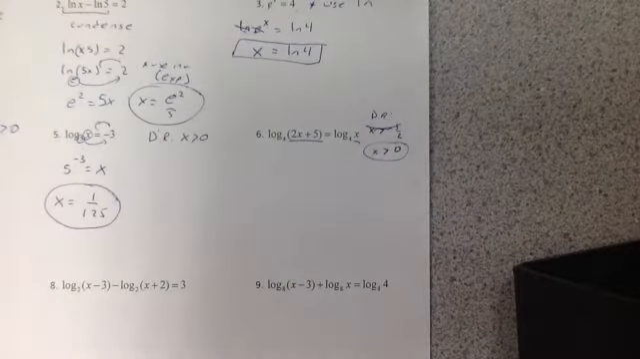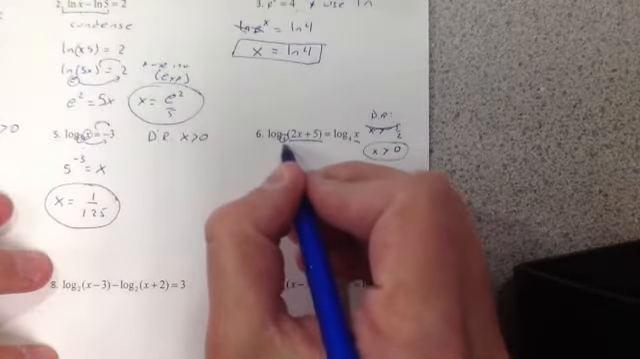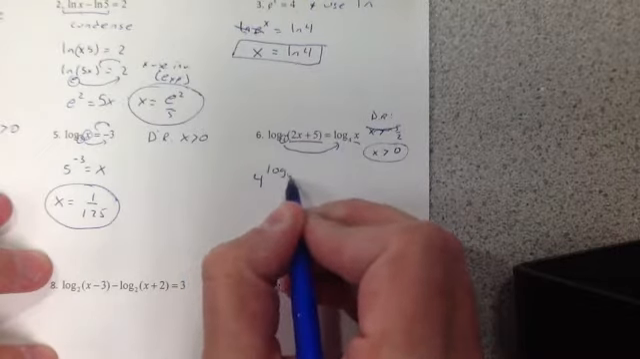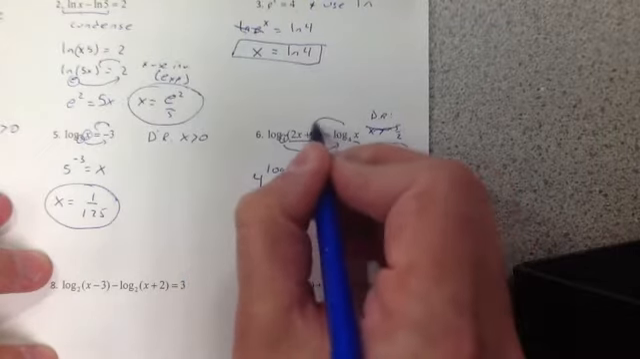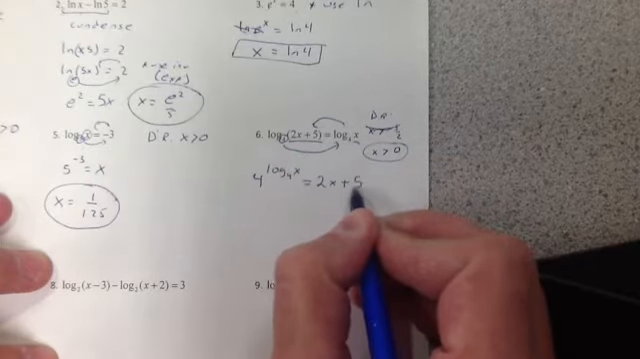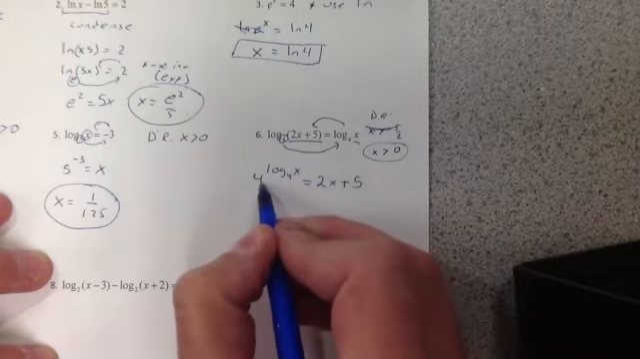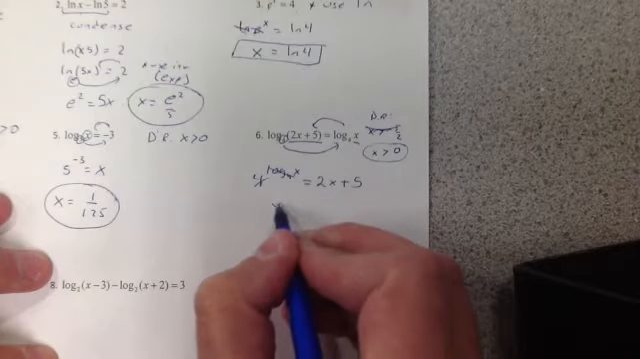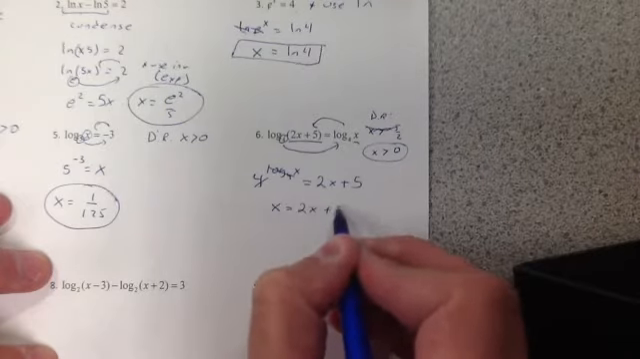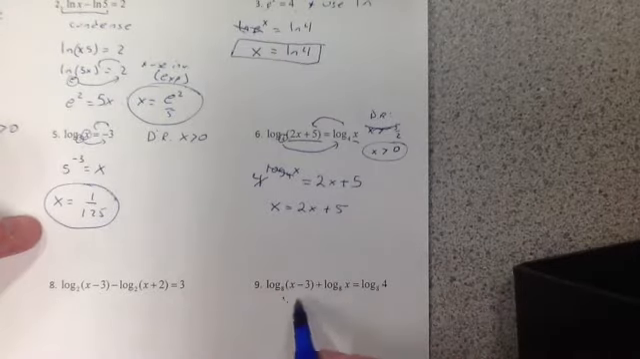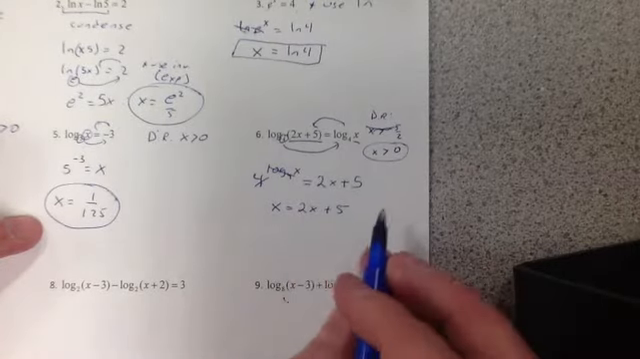Alright, now, how do we solve this one? I'm going to use my inverse property again. I take my 4 and raise it to the side. So I get 4 to the log base 4 of x equals this 2x plus 5. And what we've been talking about, because the exponent and the log have the same base, those cancel. And I get x equals 2x plus 5. On example number 9, I will show you a shortcut for this one.